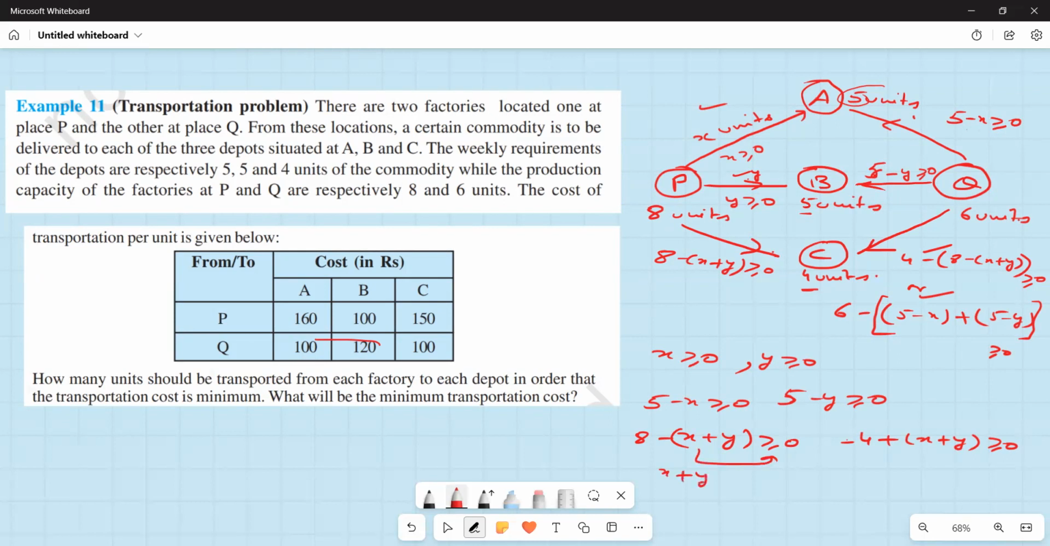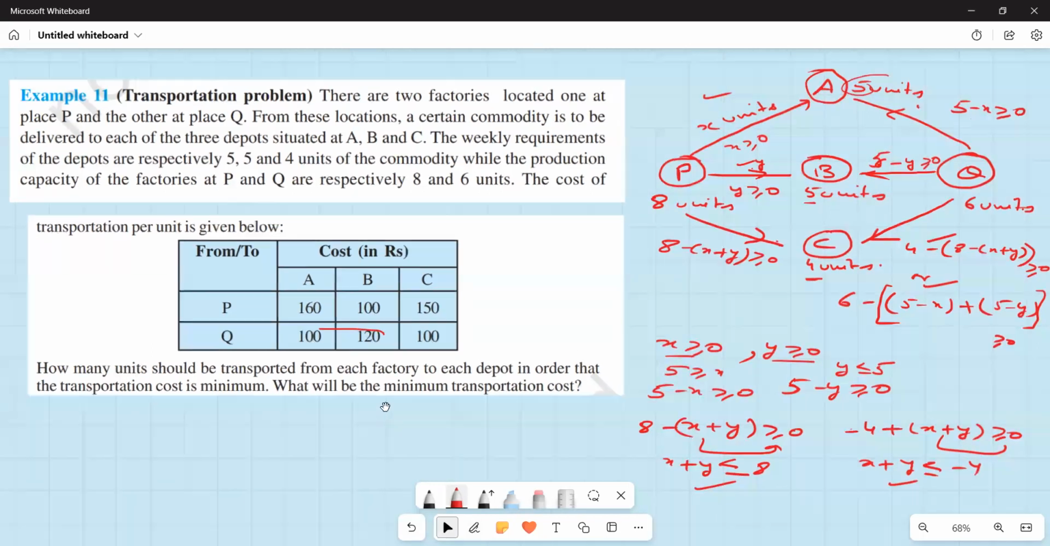So here x plus y goes to this side, so x plus y is less than or equal to 8. And here x plus y goes to this side, so x plus y is greater than or equal to 4. So what are the conditions coming? x is positive, y is positive, x is less than or equal to 5, y is less than or equal to 5. And these are the conditions, the linear equations to plot.